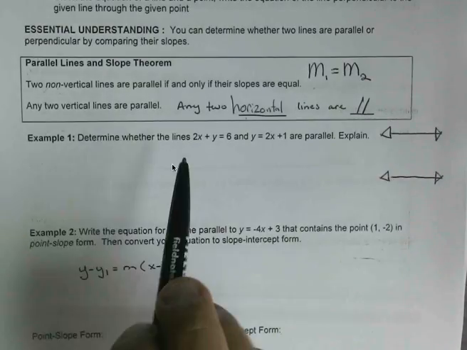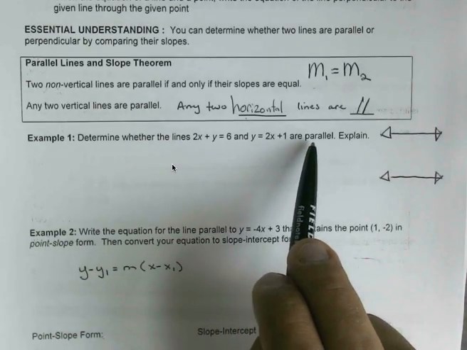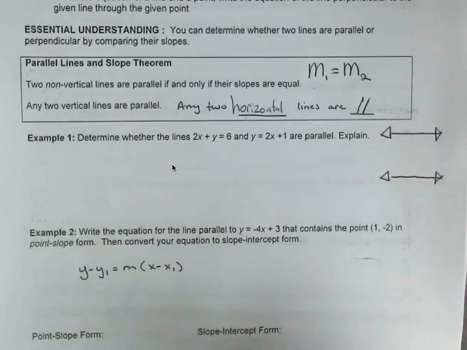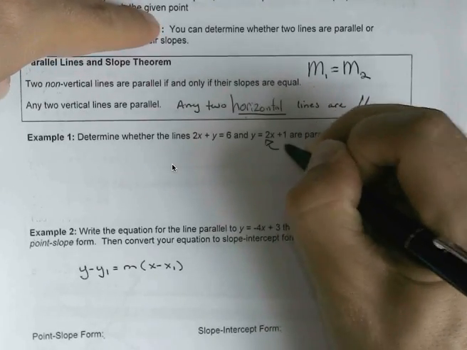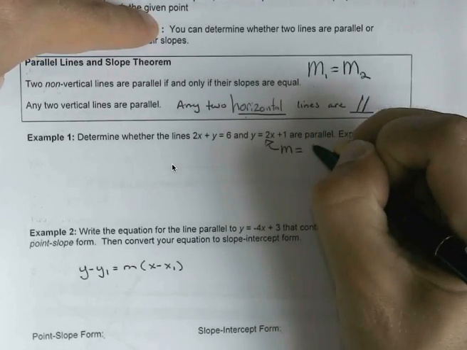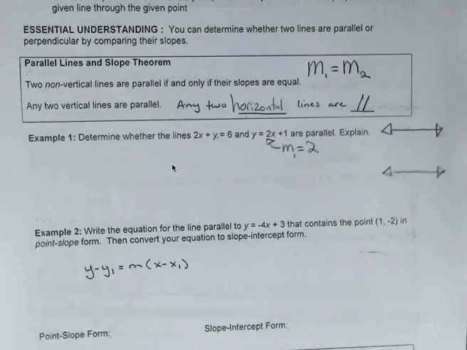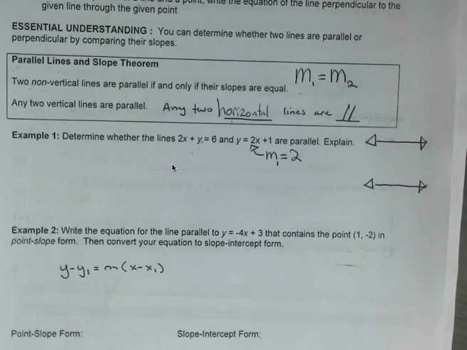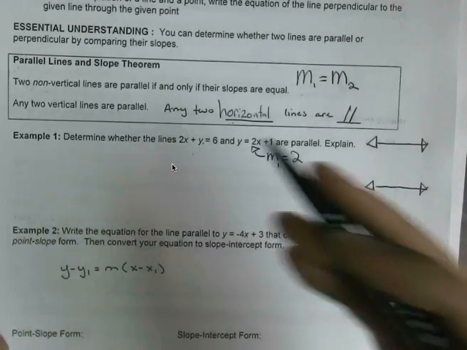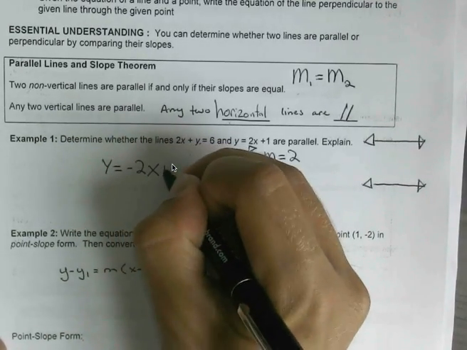Let's take this further. Example 1, determine whether the lines 2x plus y equals 6 and y equals 2x plus 1 are parallel, and explain why. Well, this first one already hands us the slope of 2. But what about the slope for this? It's in standard form. How can we get the slope of this? Solve for y. Move 2x over. So this is saying y equals negative 2x plus 6.